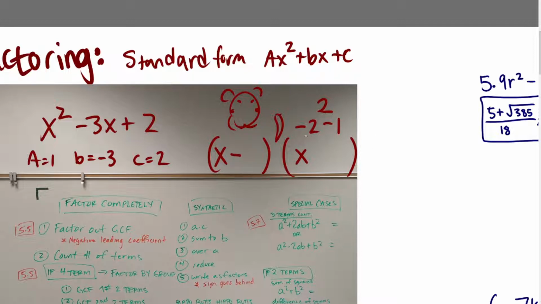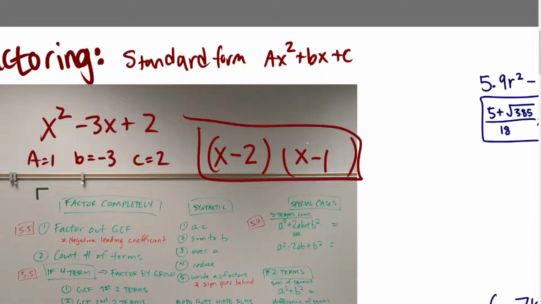So we have our x, and then we take one of our terms, minus 2, and then our other term, minus 1. And this would be your factored form. This is all you would need to do if it was asking you to factor out 4x from this equation. This is our completely factored form. It's as simple as that.